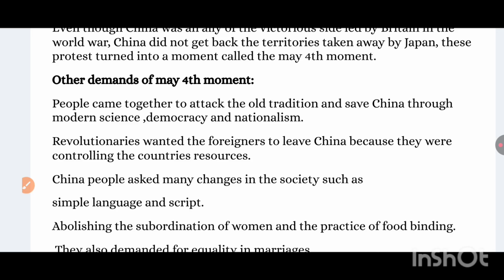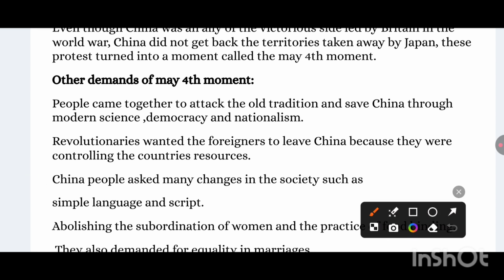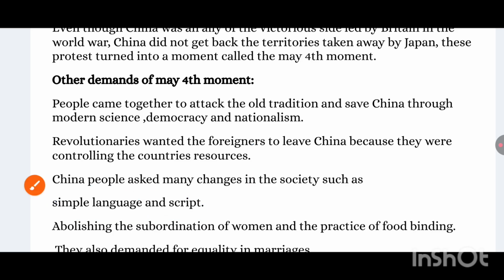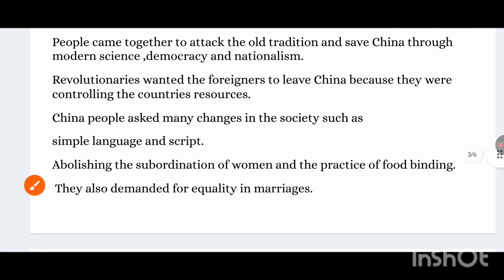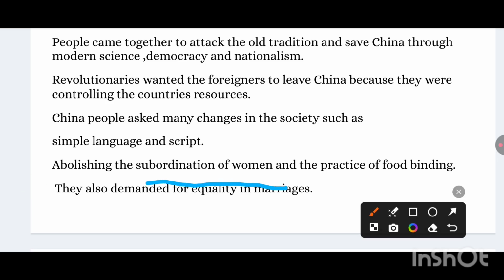And also the Chinese people asked for many changes in society. They want what? A simple language and script. And also they want the abolishing of the subordination of women, and the ending of the practice of foot binding. So what is the meaning of abolishing the subordination? Subordination, you already know.